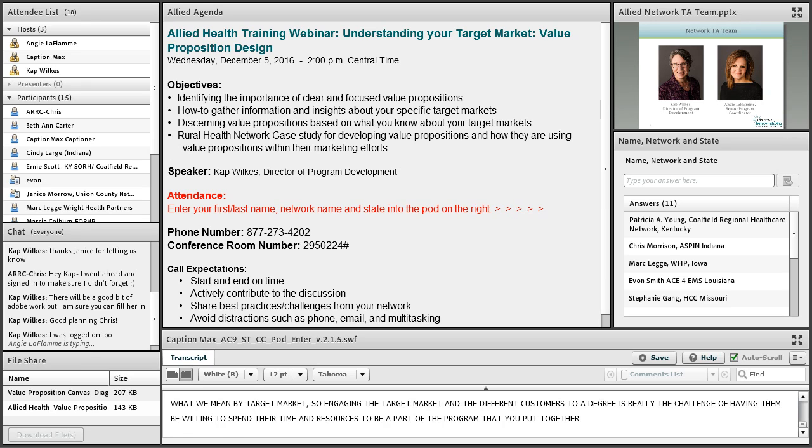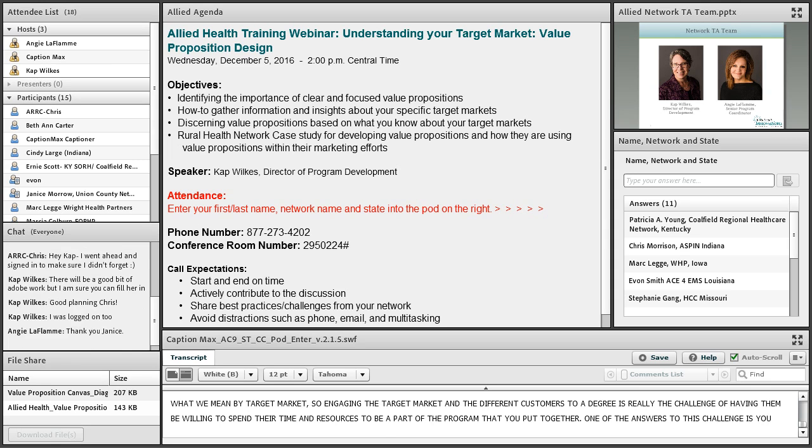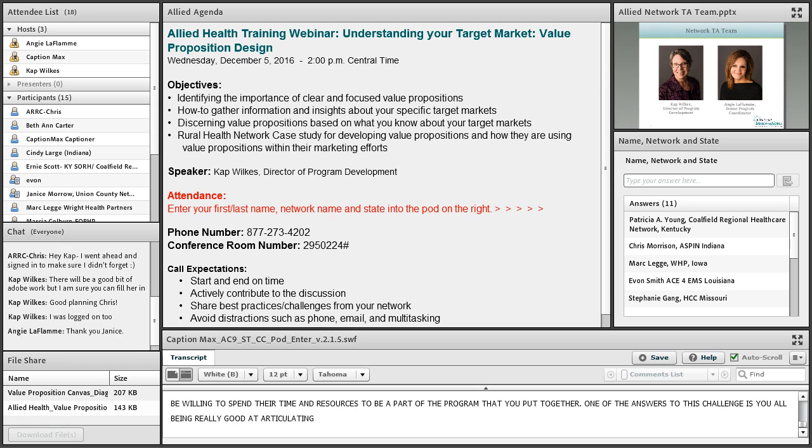One of the answers to this challenge is you all being really good at articulating the value of the programs to each of those different audiences, your target markets, in a way that they understand it as bringing value or benefit to them. So it's articulating the value of your programs in words that are easily understood by your target market from their perspective of benefiting or being valuable to them.